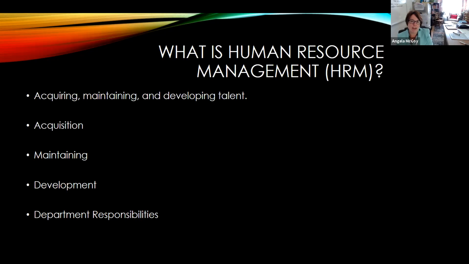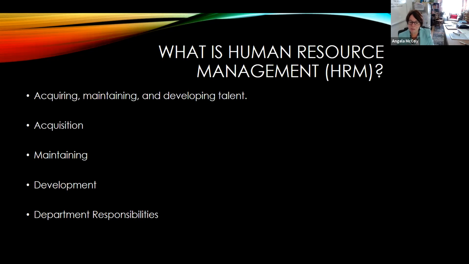The development phase of HRM is concerned with improving employee skills and expanding their capabilities, and this includes training and development, which is teaching employees new skills and new jobs and more effective ways of performing their present job, and performance analysis, which is assessing employees' current and potential performance levels.